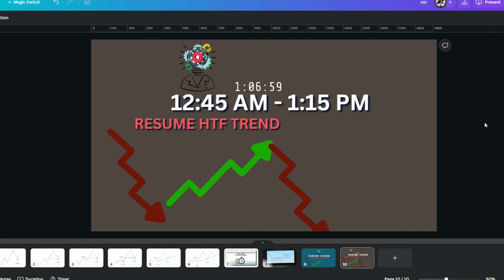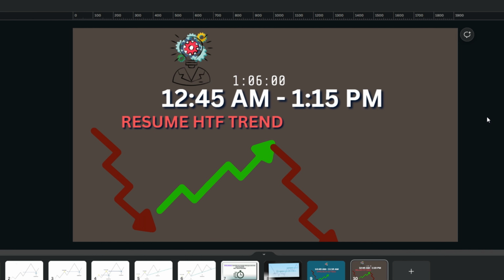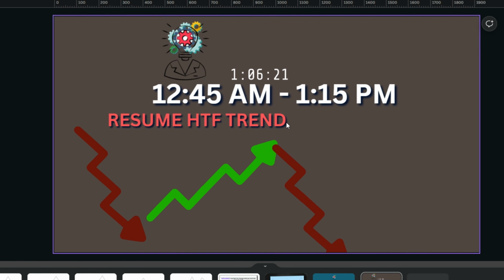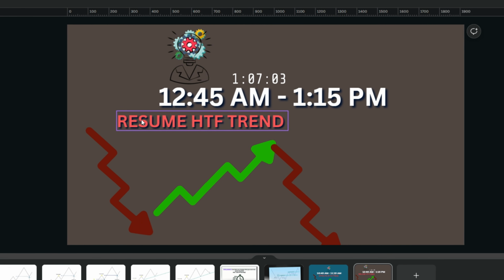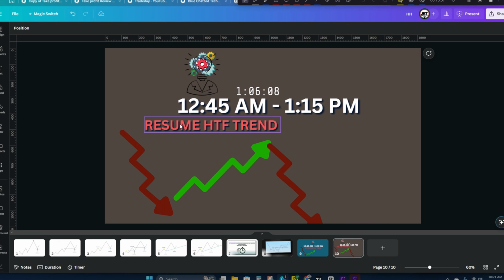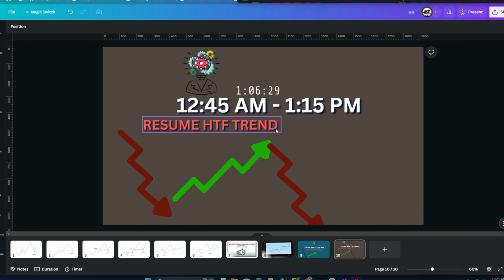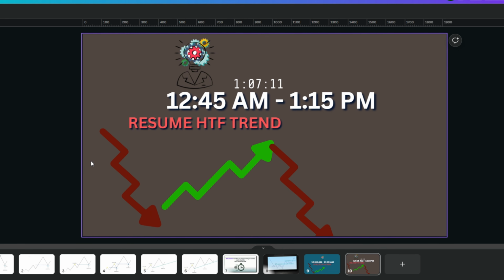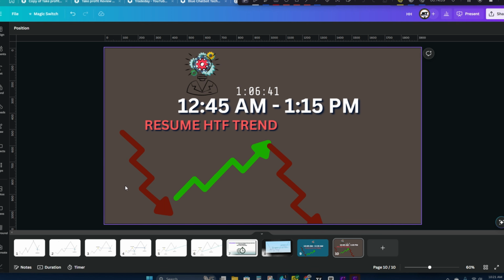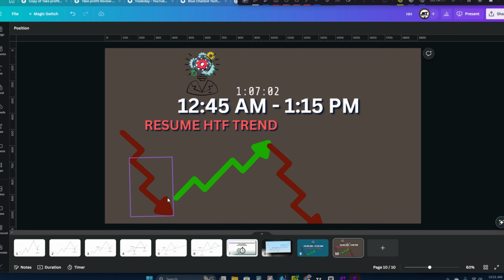Okay, and the second king macro is going to be from 12:45 to 1:15 p.m. And it is going to resume the high time frame trend. If you're bullish on the daily chart, you should expect that the move here is going to be a bullish move. A lot of times it's going to be the end of this trend taking place here.